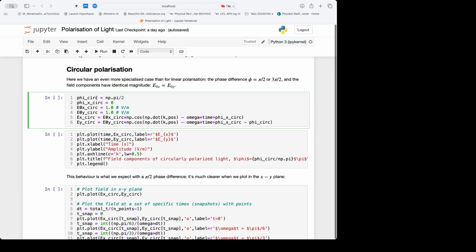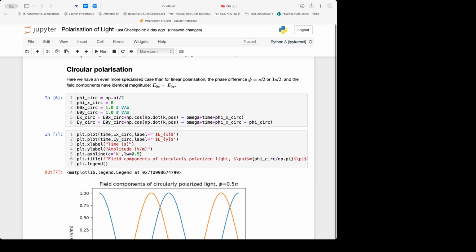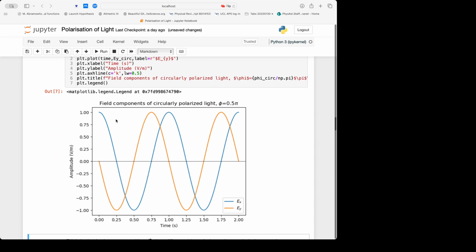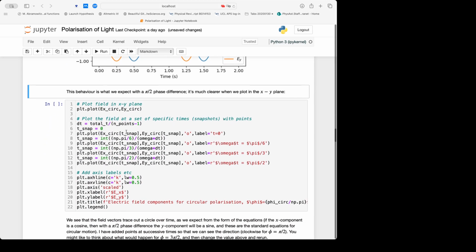We've set up phi circ is pi over 2, and here are the two magnitudes, E both equal, and then we calculate the values over time. So if I run that and plot it against time, you see here we have a very similar plot to what we had before, except that they're pi over 2 out of phase. So the Ex starts at a maximum where Ey starts at a minimum, and Ex then reaches the minimum a little after Ey. That's what you expect with a pi over 2 phase difference.